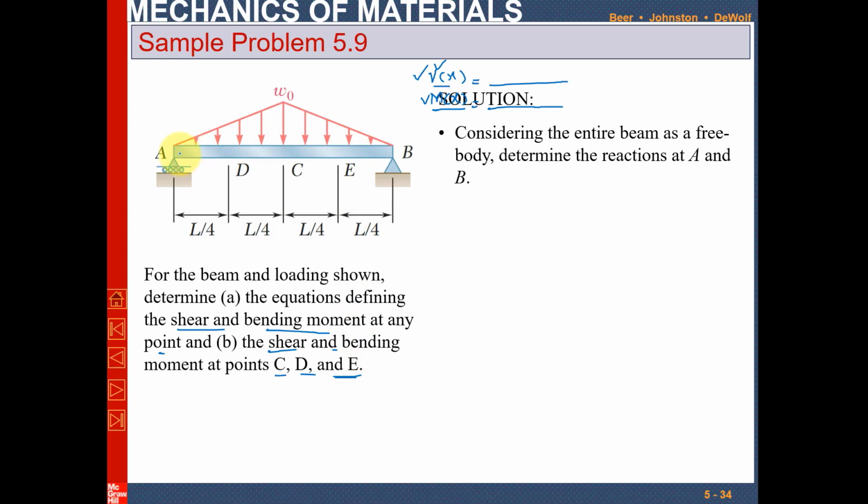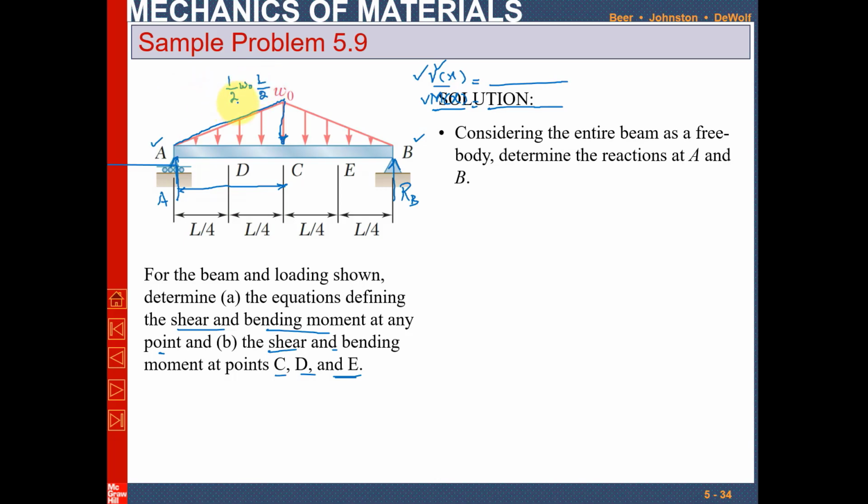First of all, for solving this problem, you have to find the reaction forces at point A and at point B. So RA and RB, you have to find these, and you must know how to find the reaction forces at points A and B. I will just give you a clue: this is a linearly varying load from point A to point C. If you want to convert it to a concentrated load, it will be equal to half of W naught into its total length, and the total length from A to C is L by 2, because L by 4 plus L by 4 is L by 2.